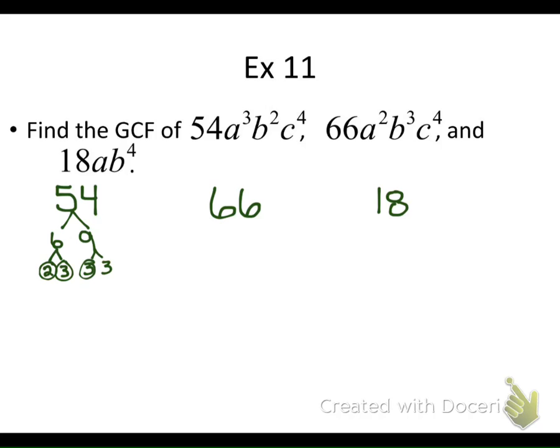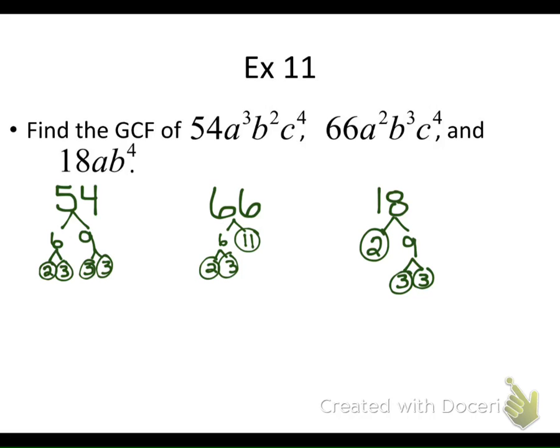What about for 66? 6 and 11. We already said 11 was prime. 6 is 2 and 3. And then what about for 18? What else could you use besides 2 and 9 if you wanted to? How about 3 and 6? All right, what are my factors for 6? 2 times 3. And what are my factors for 9? 3 times 3.